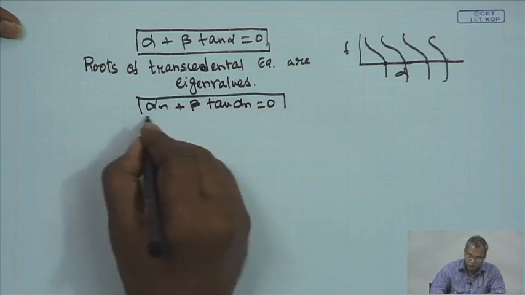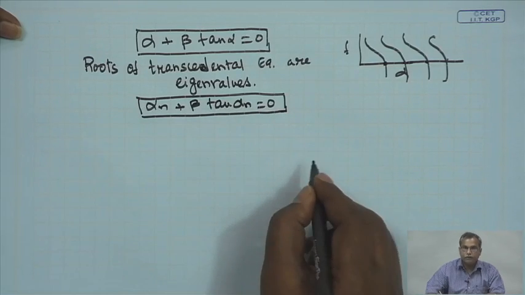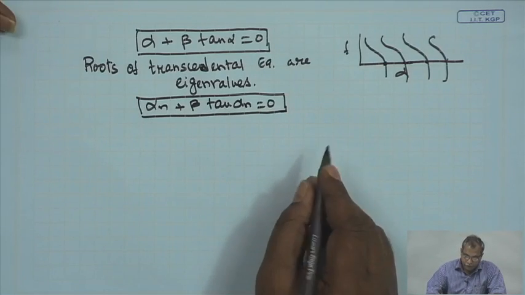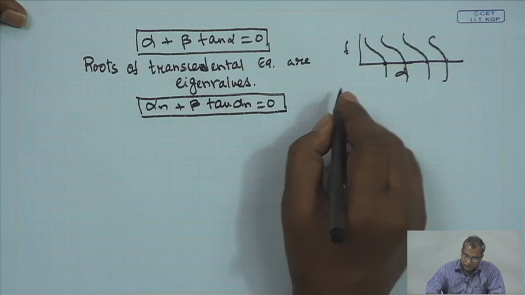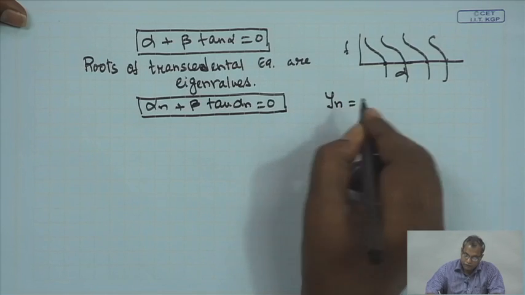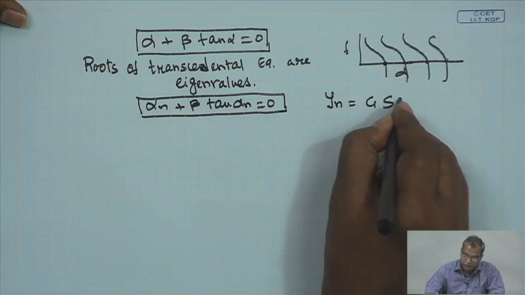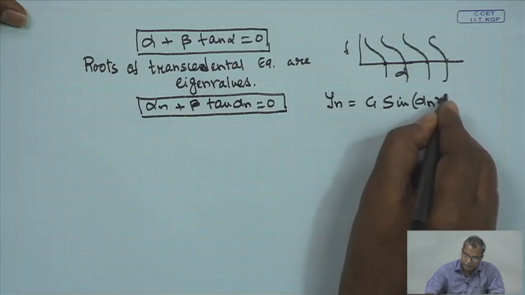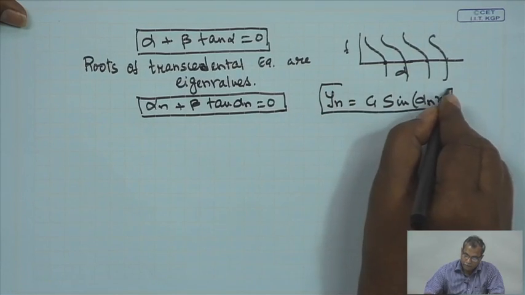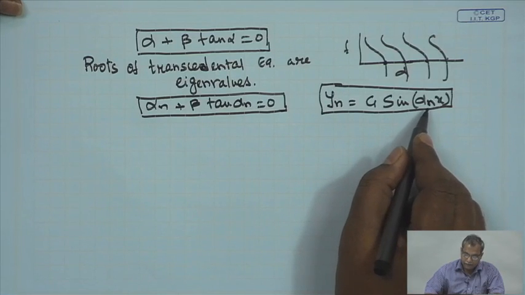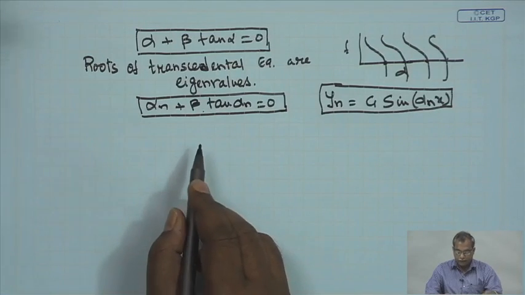So, how will these roots be evaluated? These roots can be evaluated by using a Newton-Raphson technique. So, what are the corresponding eigenfunctions? The eigenfunction corresponding to the nth eigenvalue is C1 sin alpha n x, where alpha n are the roots of this eigenvalue problem.